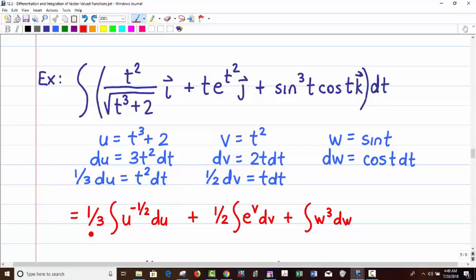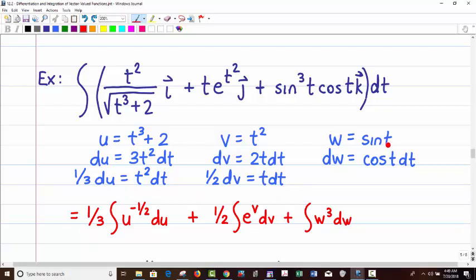And then we would have the integral of, which I'll show you here in a second, the result of this. But the integral will be 1/3 u to the negative 1/2 du, because that radical would come up and be negative 1/2. Here I'm letting v be t squared. dv is 2t dt, so you have 1/2 dv equals t dt. So 1/2 e to the v dv is your integral here.